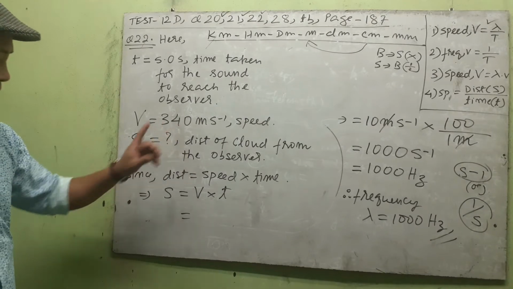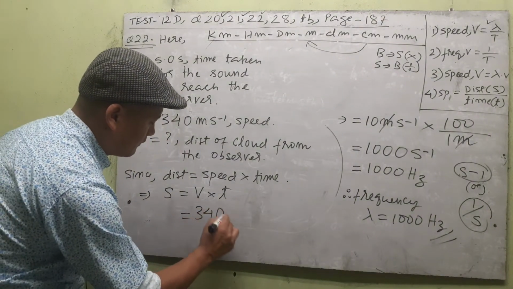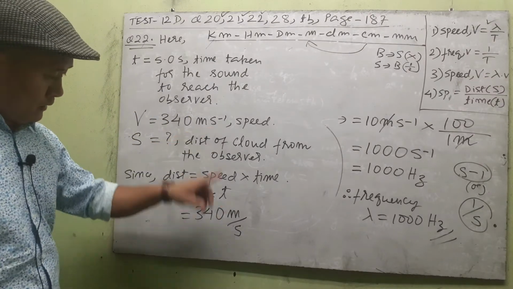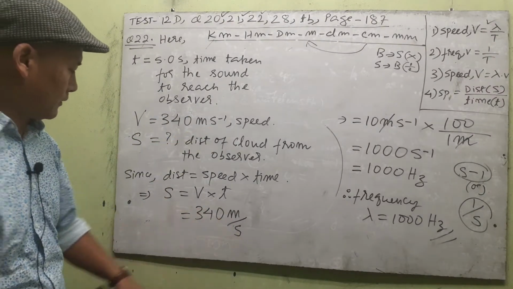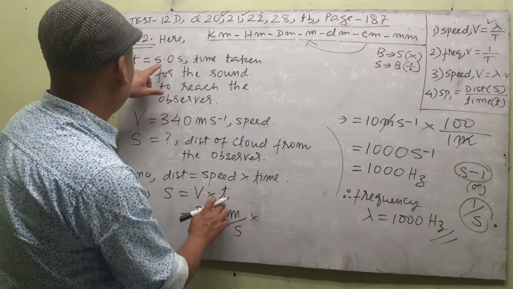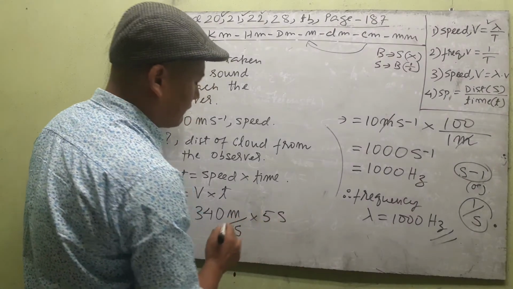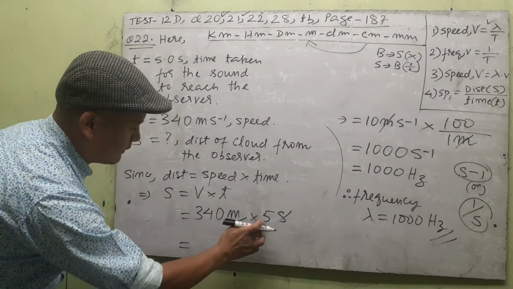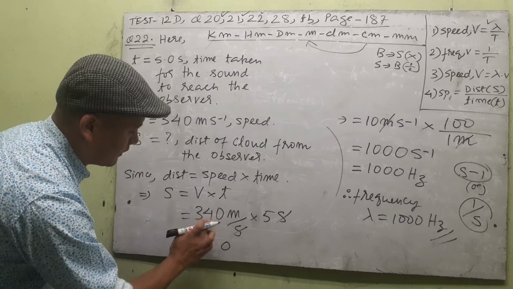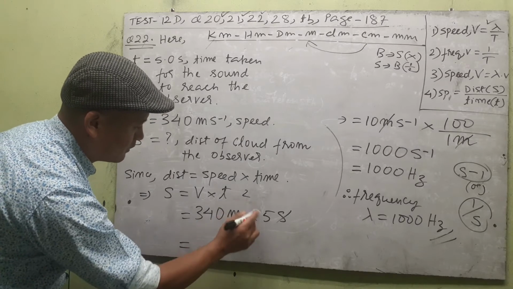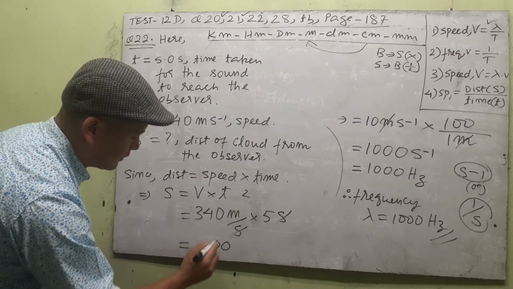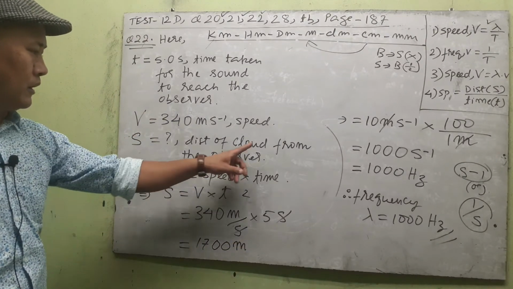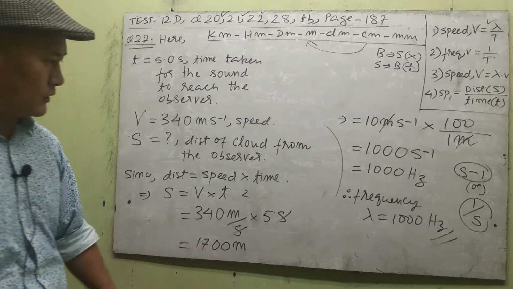Then V here is 340 meter per second, meaning second to the power minus 1 can be brought down and become plus 1, so meter per second. Into time, here it is 5 seconds, so 5.0 we can simply write 5. Up and down, second cancel. So we're getting here 5 0 0 0, 5 4s are 20, 2 in hand, 5 3s are 15 plus 2, 1700 meters. So the distance of the cloud from the observer is 1700 meters.